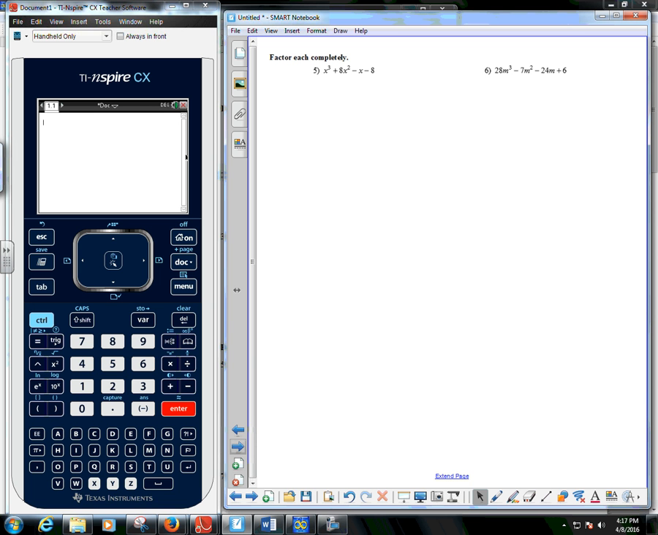Number 7, my directions say factor completely. So the first thing I'm going to do is put it in standard form, and it's in standard form, so that's good news. The second thing is I'm going to check to see if I have a GCF. I do not have a GCF. So now I am going to group my first 2 terms together and my second 2 terms.